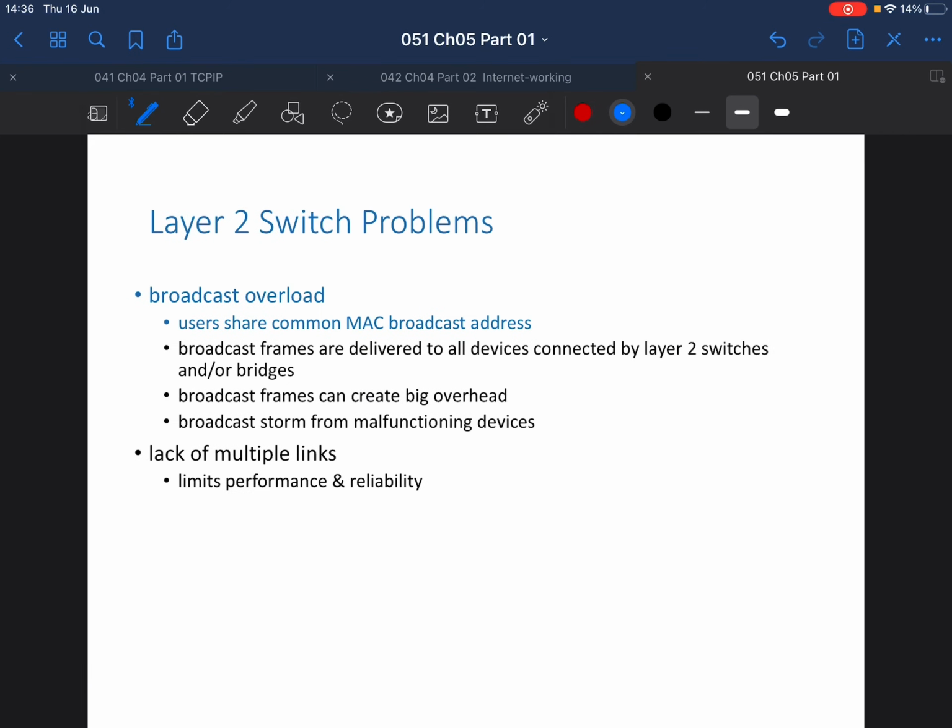Layer 2 switch problem: broadcast overload. Users share a common MAC broadcast address. Broadcast frames are delivered to all devices connected by layer 2 switches. Broadcast frames can create bit overhead and a broadcast storm from malfunctioning devices. Another problem or disadvantage of layer 2 switches is the lack of multiple links, which limits performance and reliability.